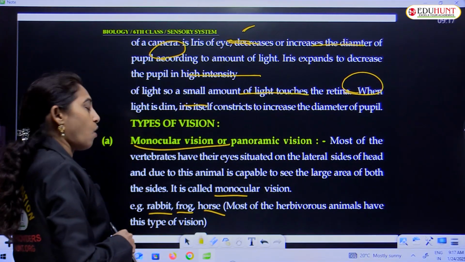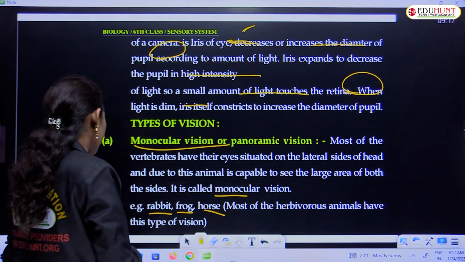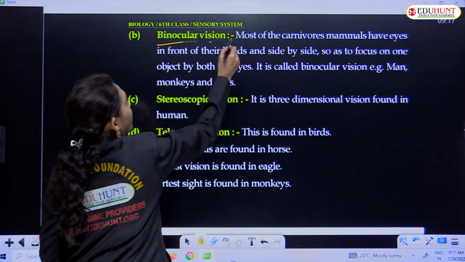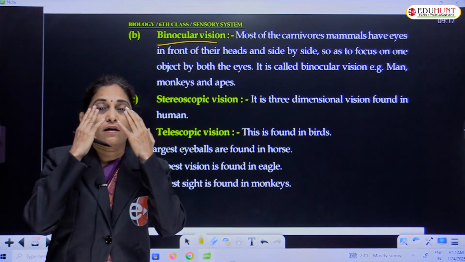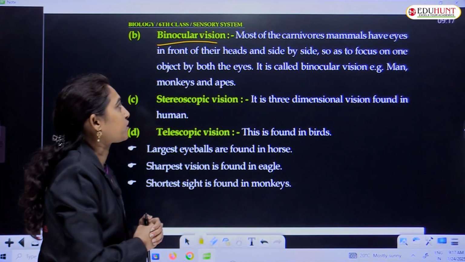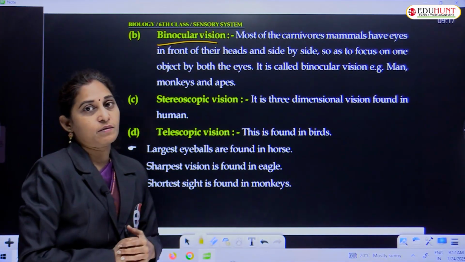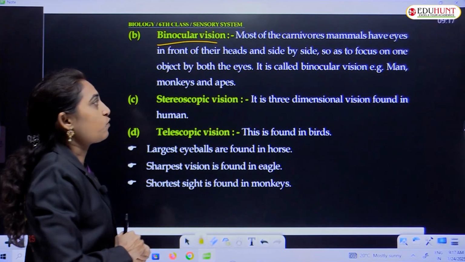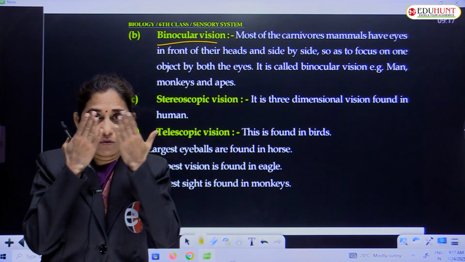This is called the monocular vision, but the vision a human being has is binocular vision. Rabbits lo, frog lo, horse lo undedi monocular vision, but we have binocular vision. Binocular vision, and both the eyes concentrate on the same object. So most of the carnivorous animals' eyes are of this type, binocular vision. In front of their head, మనకి ఇలా ఫ్రంట్లో ఉన్నాయి.